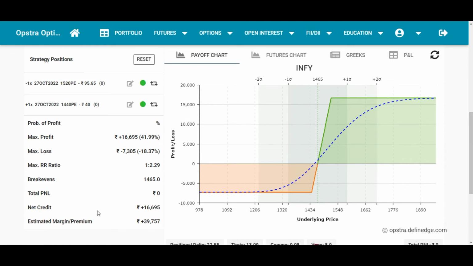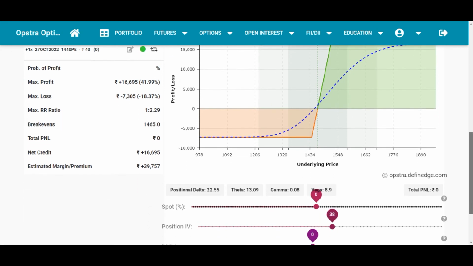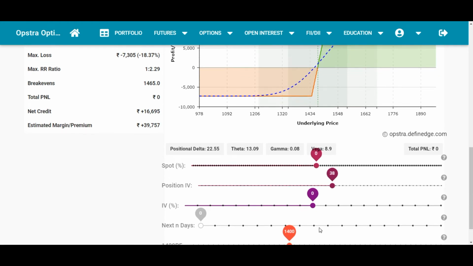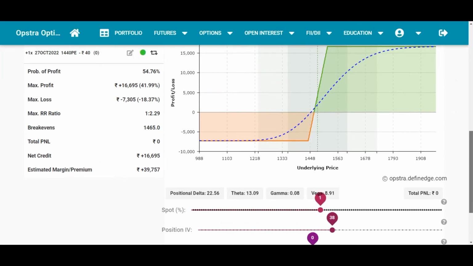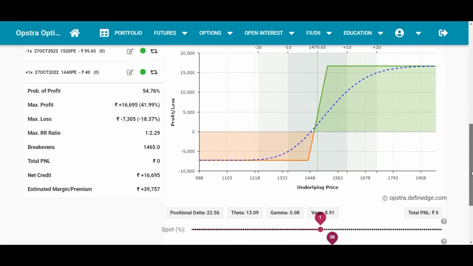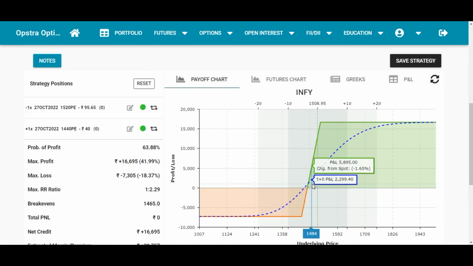So once you implement this strategy, you will be receiving a net credit of 16,695 rupees, and the estimated margin premium required will be 39,757 levels. Now let me show you what will be the profit if the spot price moves by 1%, and if it expires somewhere at 1479 levels.